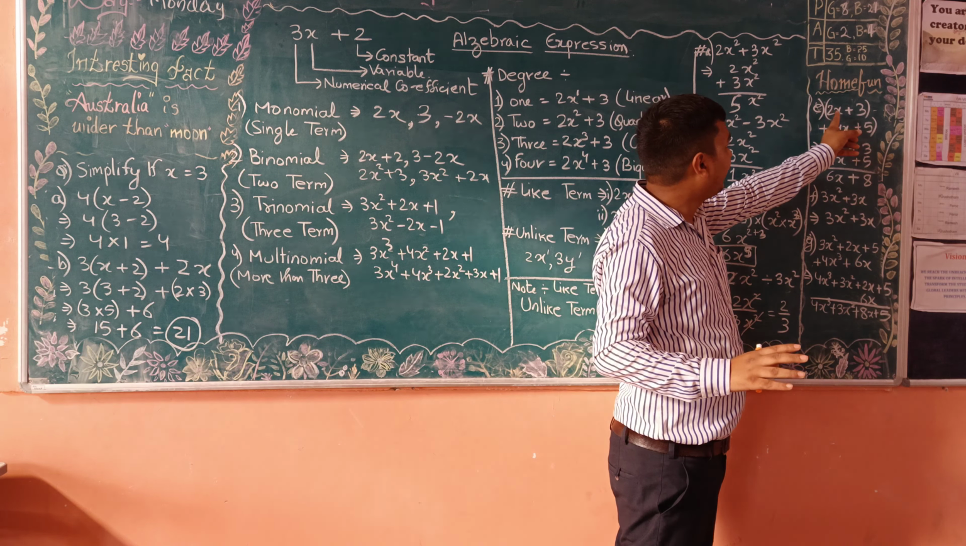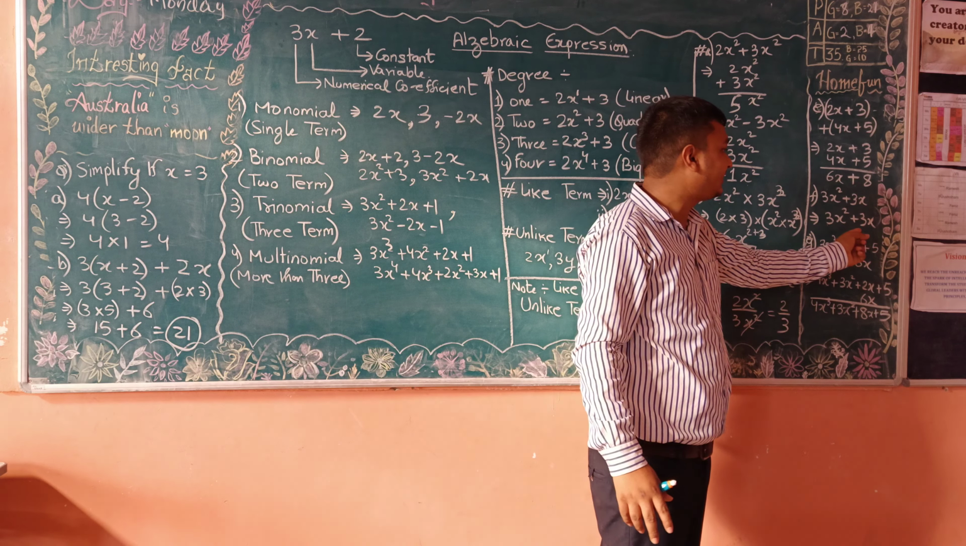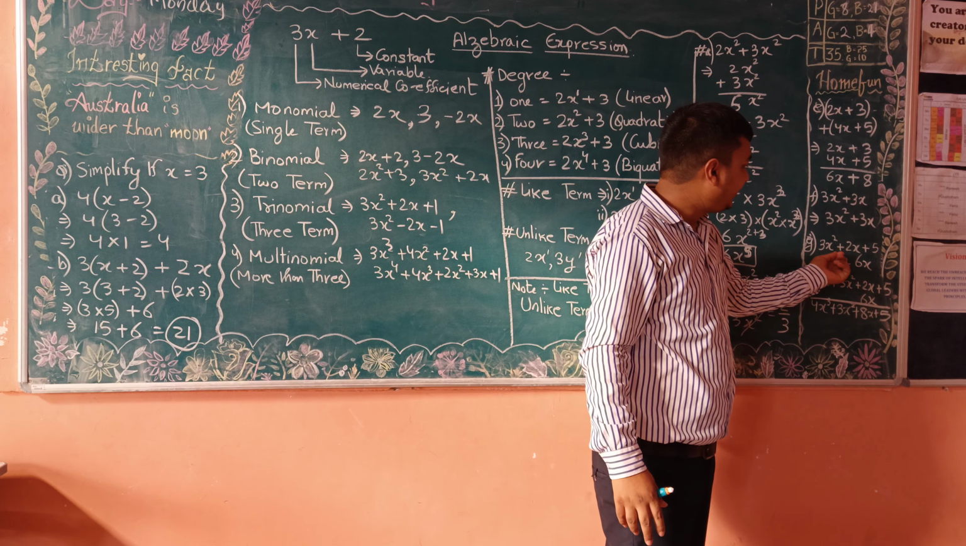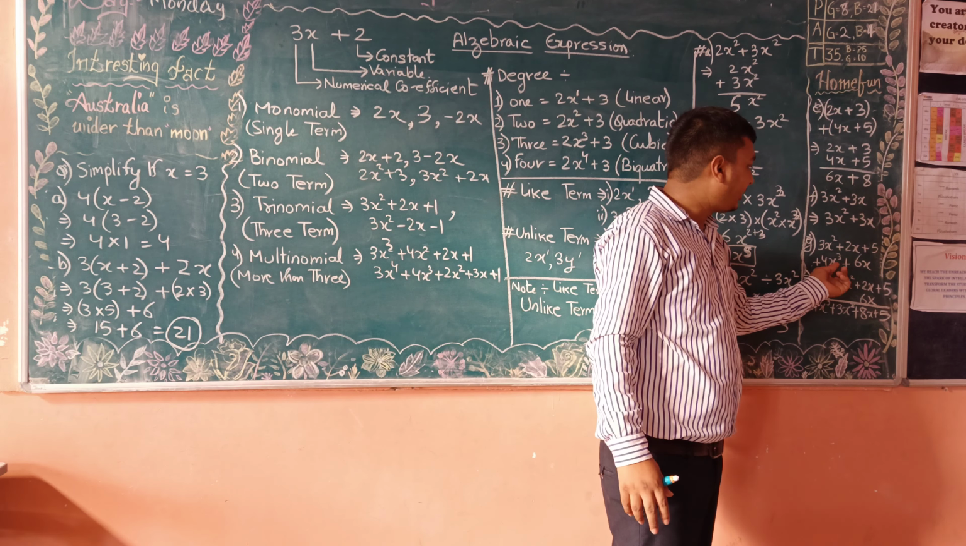Now similarly, let us go for 3x square plus 6x. What will be the answer in this case? Both are unlike terms, because one power is 2 and one power is 1. Unlike terms will never add. So what will be the answer? 3x square plus 6x.